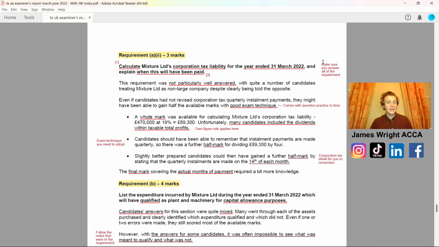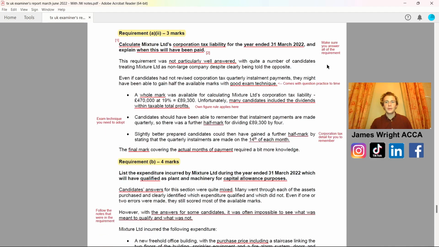But again, it comes with practice going through different styles of questions. As always, the external examiner keeps on telling us to make sure you read the requirement carefully, and notice in this requirement it was only 3 marks, but we had to first of all calculate, as you can see from my little 1 on the side, and then when this will be paid. So good exam technique, but it comes with question practice. This was generally not answered very well.